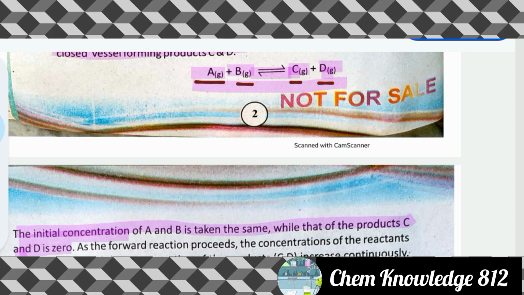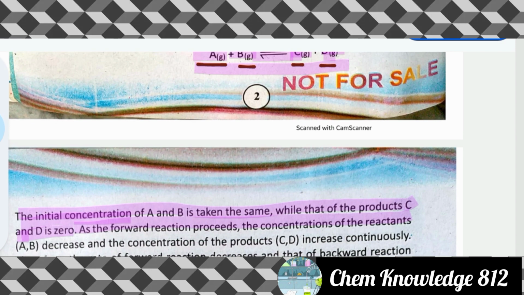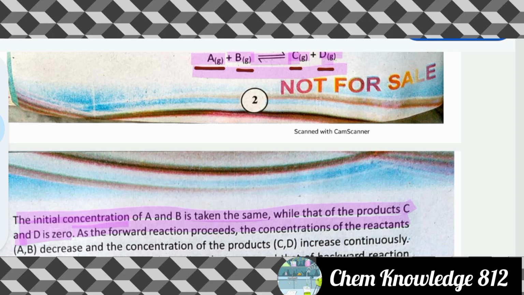So as the forward reaction proceeds, the concentration of the reactants A and B decreases and the concentration of the products C and D increases continuously. So this says that as soon as the forward reaction starts between A and B, C and D will form and their quantity will increase, while that of the reactants A and B will decrease. So the concentration of C and D increases and the concentration of A and B decreases.